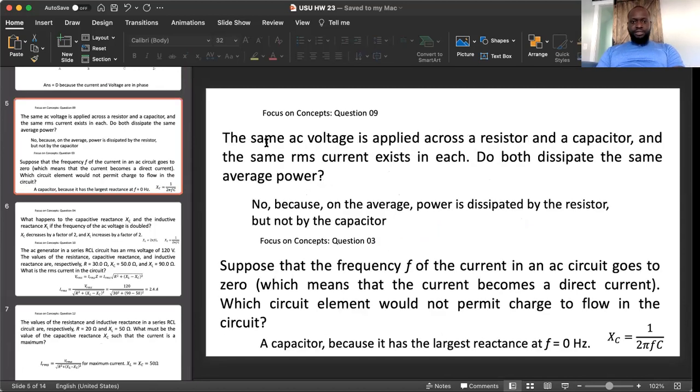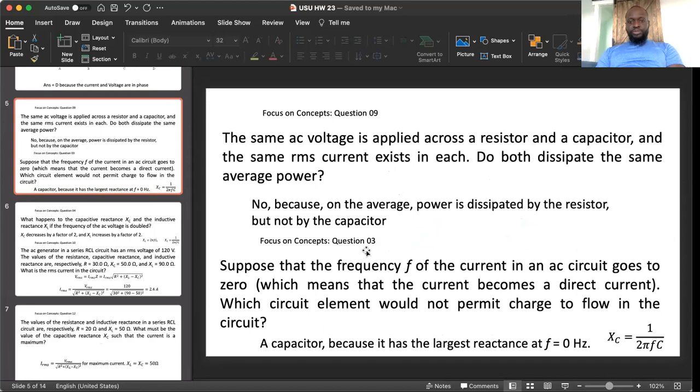Okay. Then focus on concept question 09. The same AC voltage is applied across a resistor and a capacitor, and the same RMS current exists in each. Do both dissipate the same average power? No. It's only the resistance that takes power; power is dissipated in the resistor in an RC circuit, not the capacitor. So the average power will be dissipated only by the resistor.